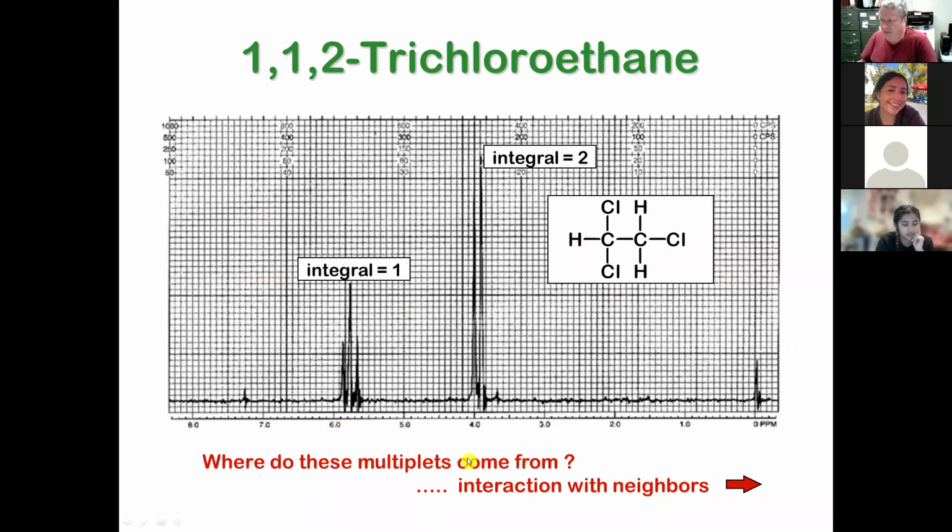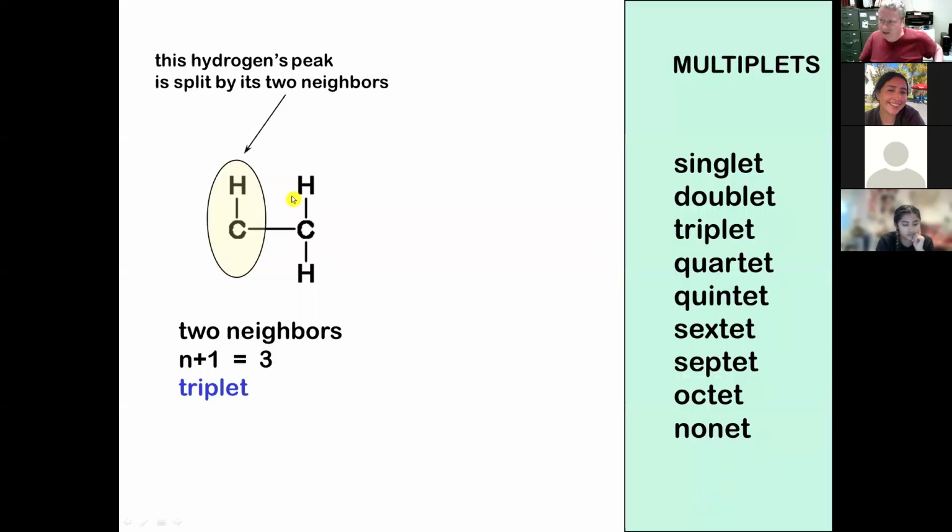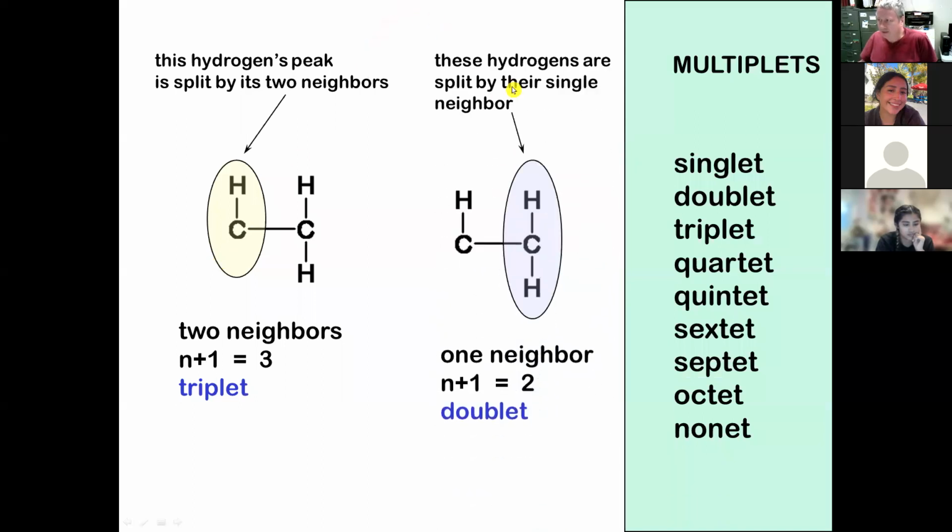So where do the multiples come from? Interaction with the neighbors, right? And this kind of shows it also. Okay, so this CH has 2 neighbors, right? 2 neighbors plus 1 becomes a triplet. The CH was a triplet because there's 2 neighbors plus 1. All right, this CH2 has 1 neighbor. What's 1 plus 1? 1 plus 1 is 2. It's a doublet. All right, and these are the names of those multiplets again.